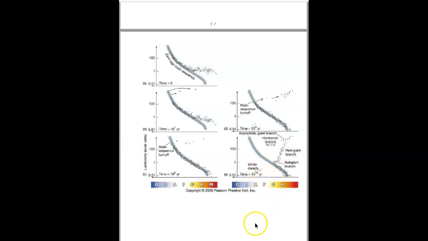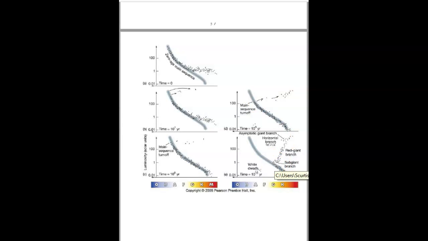Basically, for the age of a star cluster, the further down the turnoff point, so on this one, the turnoff point would be here. On this one, the turnoff point would be here. The further down on the band the turnoff point is, the older the star cluster.